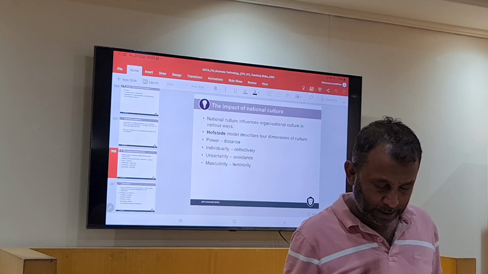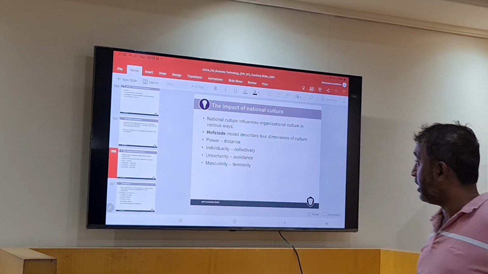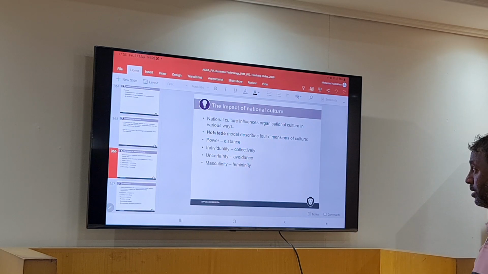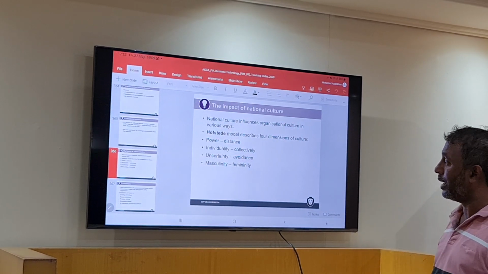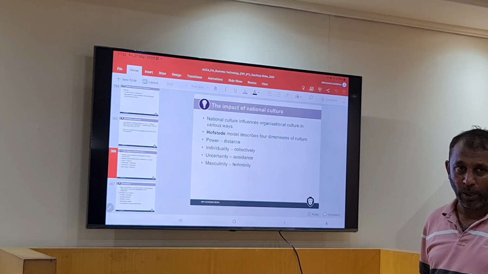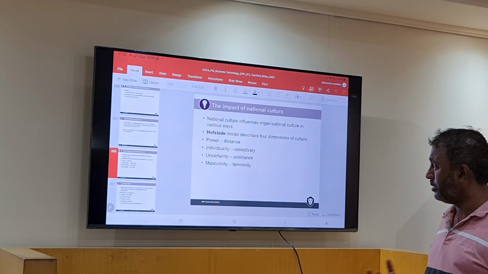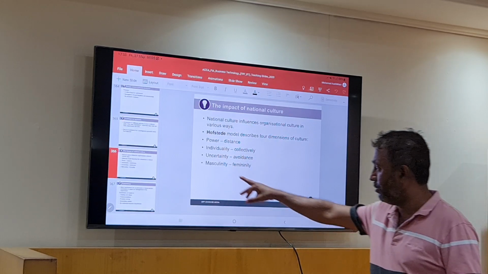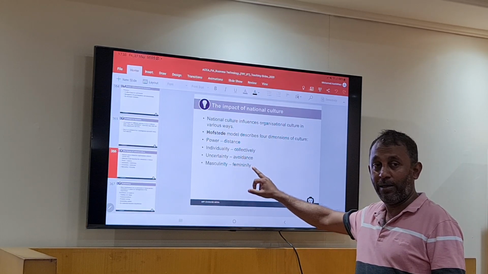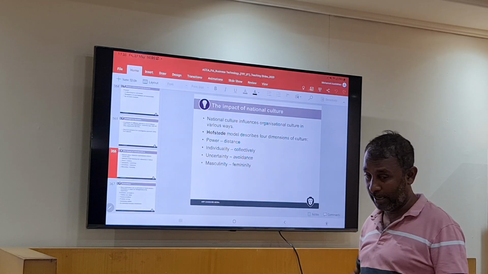The impact of national culture. National culture influences organizational culture in various ways. The Hofstede model describes 4 dimensions of culture: power, individuality, uncertainty, masculinity. Power is trying to keep a distance. Individuality means you collectively try to work, but you identify individuals. Uncertainty avoidance means you try to avoid uncertainty. Masculinity is the male-female, femininity scenario.